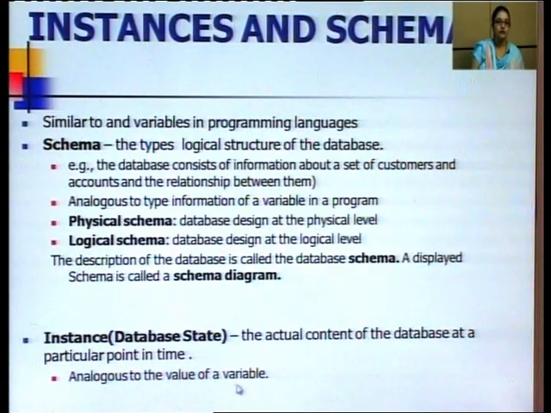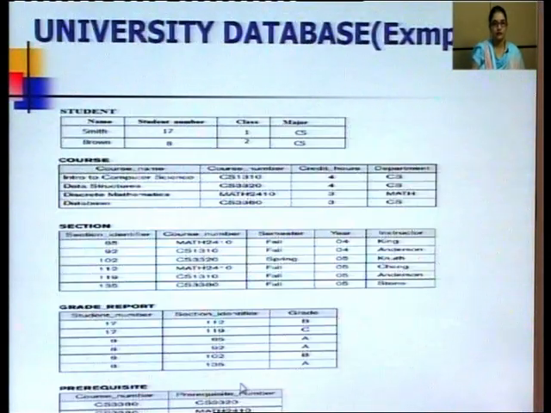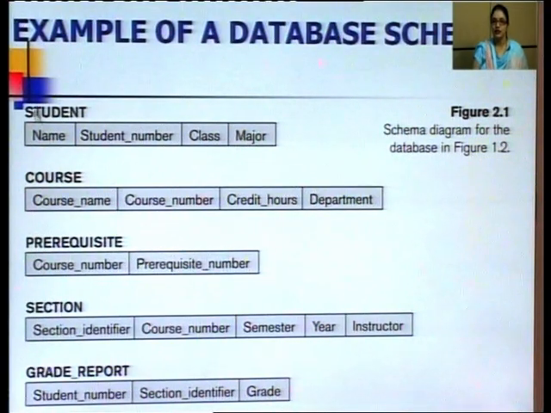This is equivalent to the value of a variable. For example, you can see here is a database of university having tables student, course, section, grade and prerequisite. These are the 5 tables having their own attributes. The table student has attributes name, student number, class and major. These 4 are the attributes of a student.